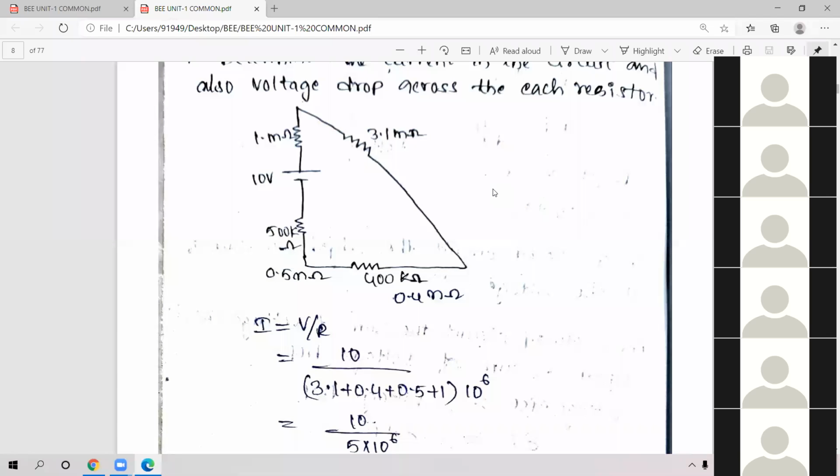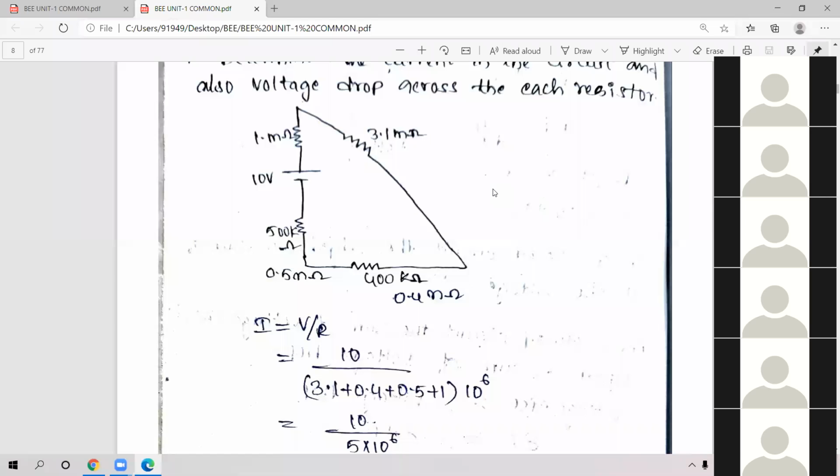That is 0.4 mega ohms. Likewise, 500 kilo ohms also, I write kilo as 1000 and multiply and divide by 10 to make it mega. So 500 gives 5 into 10 power of 6 by 10, that is 0.5 mega ohm. So all are in mega, and I can take 10 power of 6 as common.